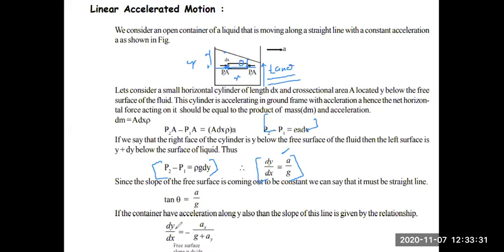So in general, this is the formula of your slope, as simple as that. tan theta is equal to a by g. Okay, got it, right, everyone? Any issues? Okay.